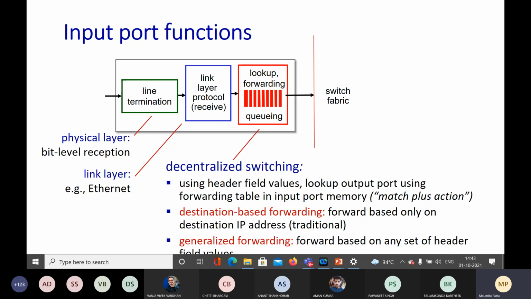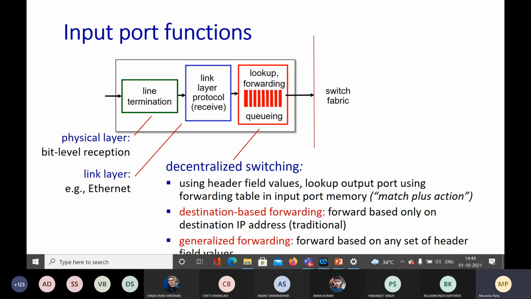Now there are two ways of forwarding. One is destination based forwarding and another is generalized forwarding. Destination based forwarding is the traditional way of forwarding, where you check the destination IP address, find out in the forwarding table whether there is a corresponding entry for it, and find out the corresponding output port. Once that is done, the data will be forwarded to the corresponding output port. That's destination based forwarding.